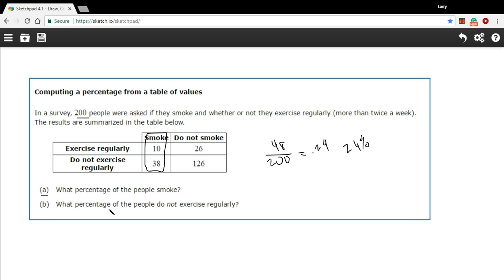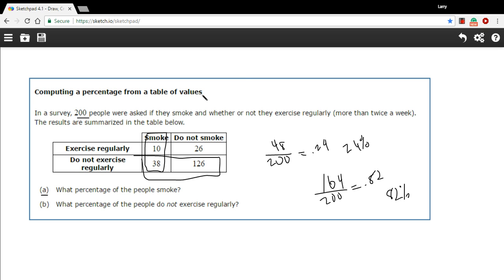Part B here says, what percentage of the people do not exercise regularly? That's this row along the bottom. So we have to add these two pieces together. And let's see, 38 plus 126, that's going to be 164. So this is 164 out of 200, out of the total, to get the percent. And that is going to be 0.82, or 82%.